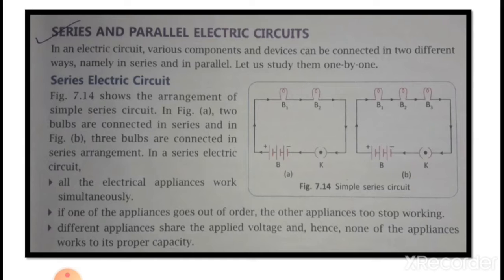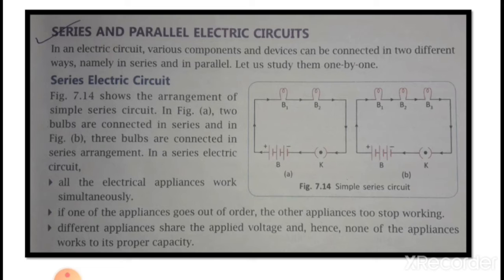So, when we are taking various components and devices in an electric circuit, they can be arranged in two different ways, namely the series connection and the parallel connection. So let us study what the characteristics of connecting in series are. The points are given. First one is that all the electrical appliances work simultaneously. That is a very important thing about the series connection.